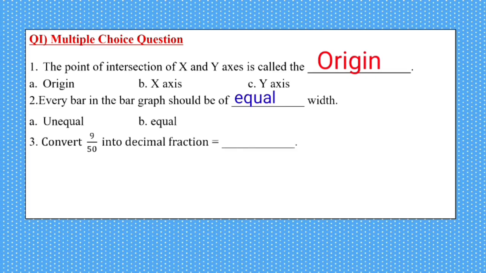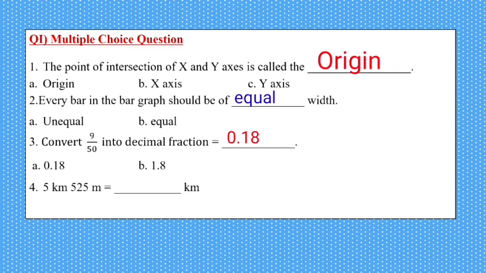Convert 9 upon 50 into a decimal fraction. To convert any fraction into decimal, the denominator should be 10, 100, 1000 and so on. So 9 upon 50: 50 can be converted into 100 by multiplying by 2. So 9 times 2 is 18, 50 times 2 is 100. So 18 upon 100 means after 2 numbers the decimal. So our correct answer is 0.18.